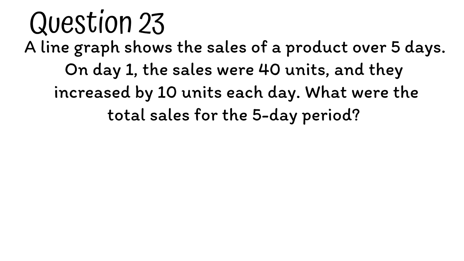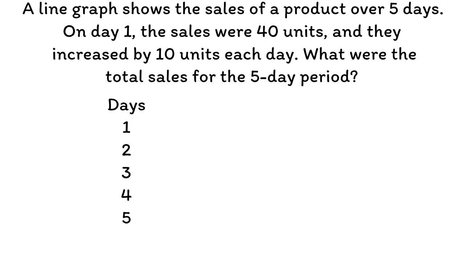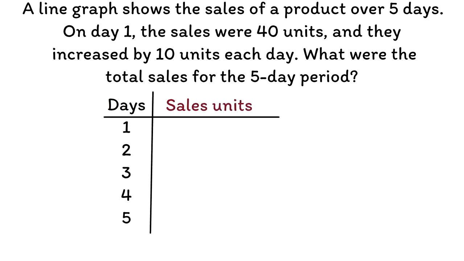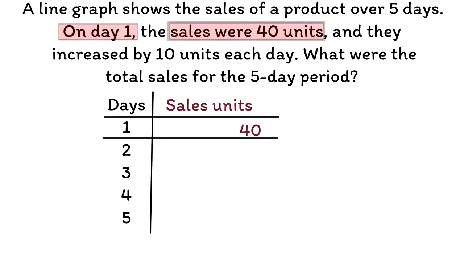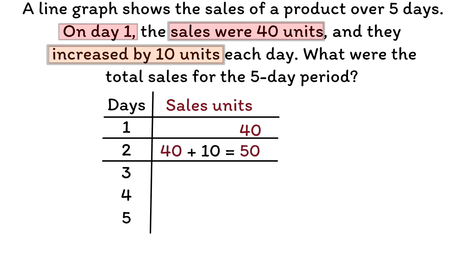Since the number of days were 5, number from 1 to 5 to represent the days. Now with the sales units, we are given that, on day 1, the sales were 40. But from day 2 to 5, the sales units increased by 10 units each day. So for day 2, add 10 to the sales unit of day 1, which is 40 plus 10, and that will be 50. The same way, on day 3 too, the sales increased by 10 units.